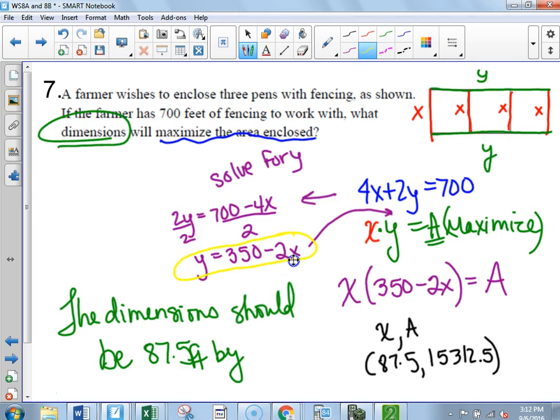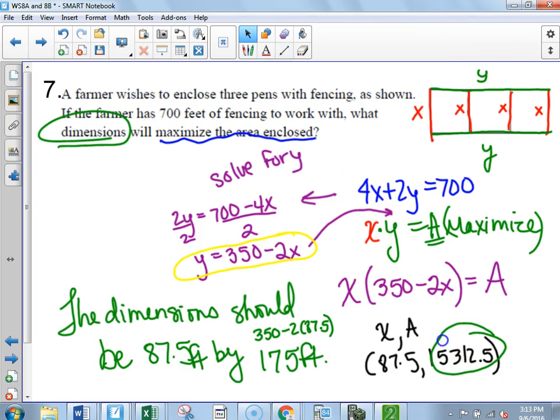Did it say 350 minus 2x? So 350 minus 2 times 87.5 is 175. So the dimensions that he enclosed will be 87.5 by 175, and then he'll split it into the 3, and he will get a total area, right? His total area would be 15,312.5 square feet of area enclosed.